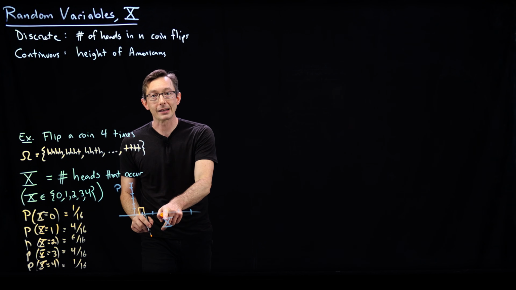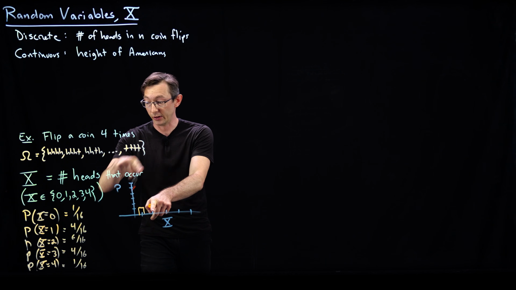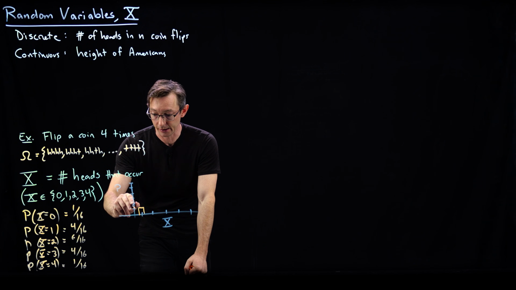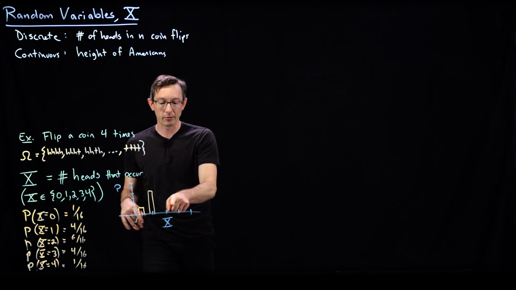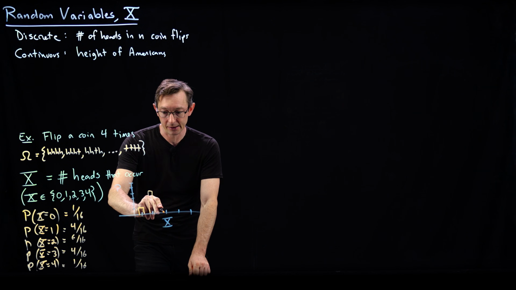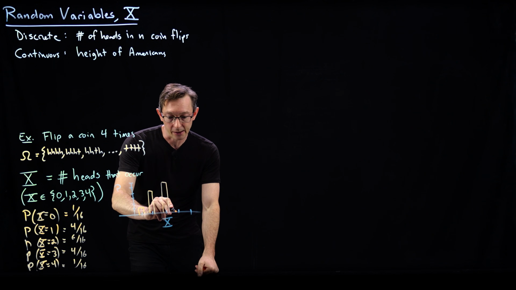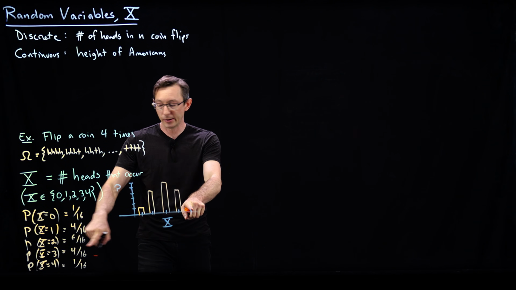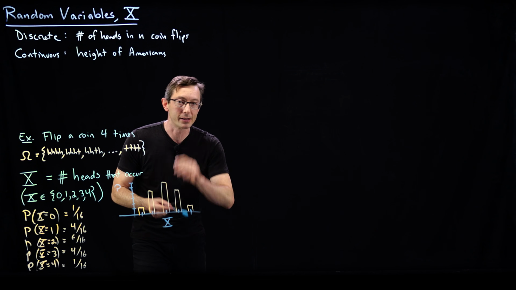The probability of x being 1, of having 1 head in this coin flip, is 4/16. Each of these ticks is a 16th of the probability. The probability of x equaling 2 is 6/16. That's this one here. The probability of x equaling 3 is again 4/16, and the probability of x equaling 4 is 1/16. And you should always label your axes.